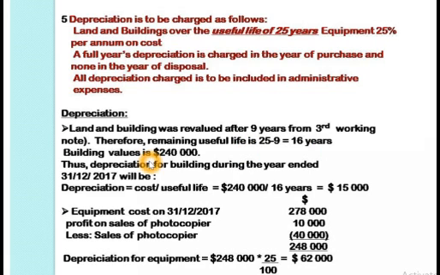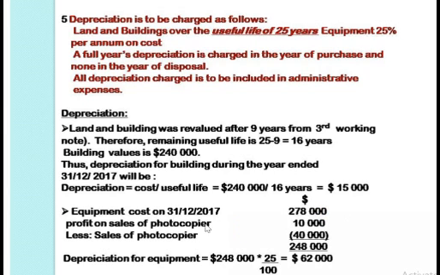Furthermore, it was stated that 1/3 was for building and 2/3 for land. Land is appreciated and not depreciated, so hence we are going to depreciate only the building, which has the revalued value of $240,000. So this $240,000, which will be the cost of building, divided by the remaining useful life, that is 16 years, we get the value of depreciation as $15,000 for building. Next, for equipments, the cost which is given is $278,000.